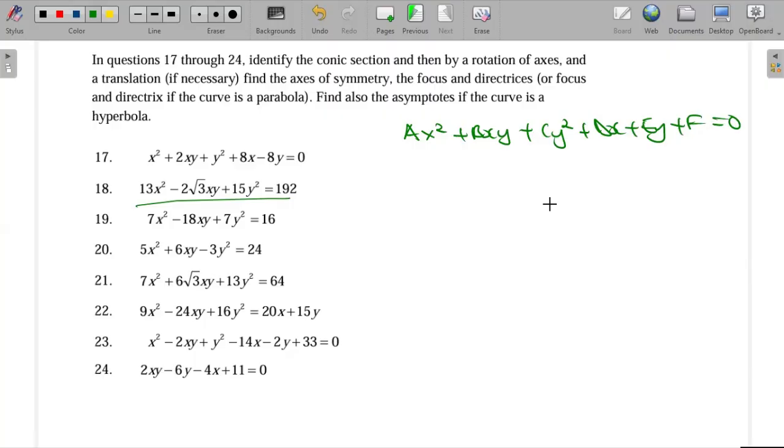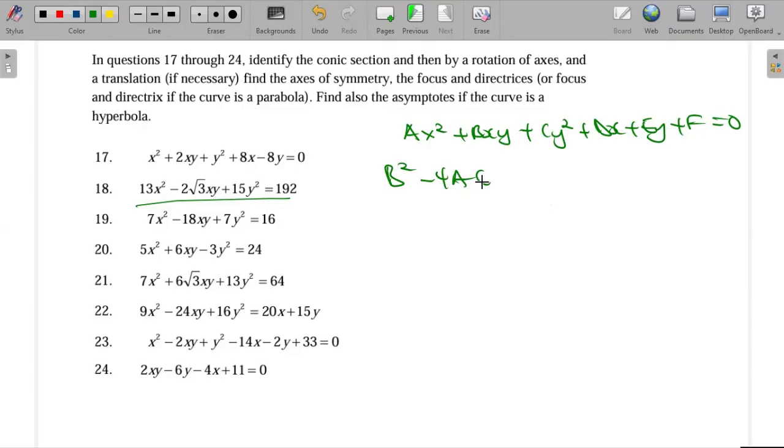Then you ought to remember that you can actually identify what equation it is by using the discriminant. So what you do here is you check b squared minus 4ac. So you check the value here. If the value is 0, it's a parabola.